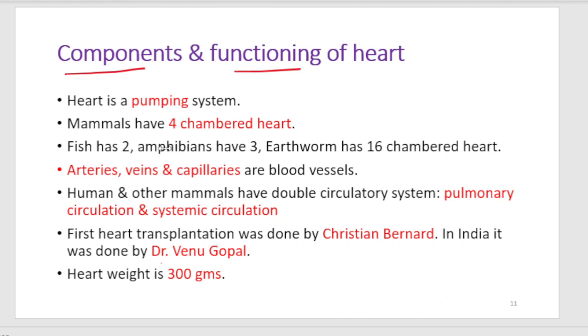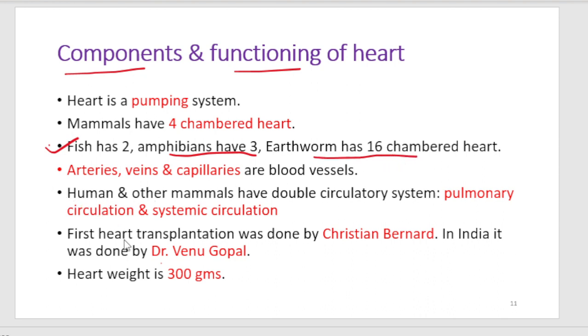Some birds have their chambers totally separate because they need a high amount of energy. That is why there should not be any mixing between oxygenated and deoxygenated blood. In some animals, some amount of mixing is allowed because they do not need the amount of energy which is needed in birds. For example, fish have two, amphibians have three, and some wild earthworms have a 16-chambered heart.